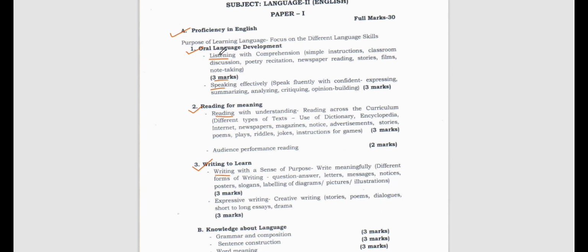LSRW, right? Listening, speaking, reading, and writing. Good. So speaking effectively: speak fluently with confidence, expressing, summarizing, analyzing, critiquing, opinion building. Whenever we are speaking with our friends on stage, off stage, in the classroom, outside the classroom, in the family, with peers, with friends, whoever they are, we have to be very much confident.